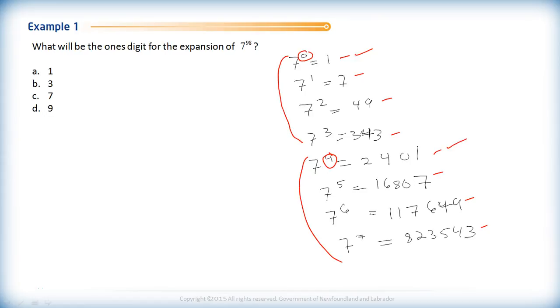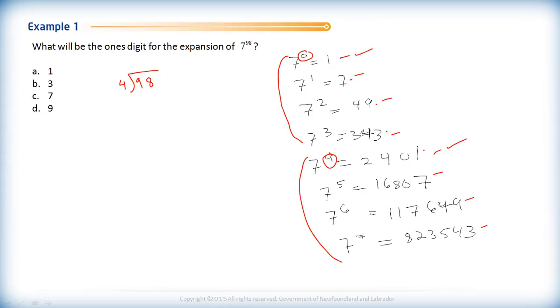Okay, so is 98 divisible by 4? Nope. But if we can figure out the remainder, if it is divisible by 4, it would end in a 1. If it had a remainder of 1, the answer would be 7. A remainder of 2, we'd have 9. A remainder of 3, we'd end in a 3. And again, we're back to divisible, so it would end in a 1. So let's see what the remainder is when I take 4 and I divide it into 98.